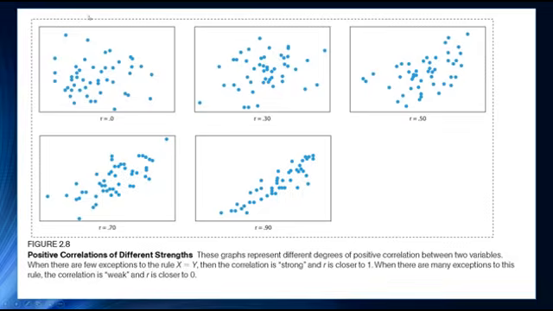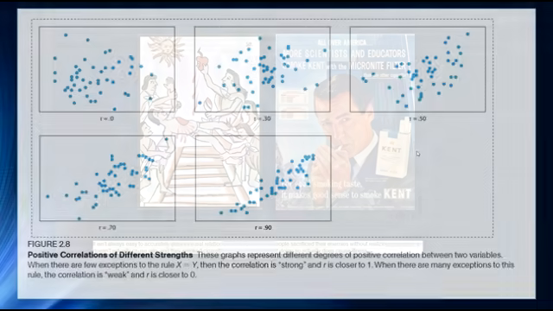So here we have no relationship. Here is a weak positive relationship. You can see things sort of start to trend towards a positive relationship. Here's a little bit stronger relationship that looks a little bit more significant. Again, starting to cluster more together. And then here we have a highly significant correlation coefficient.